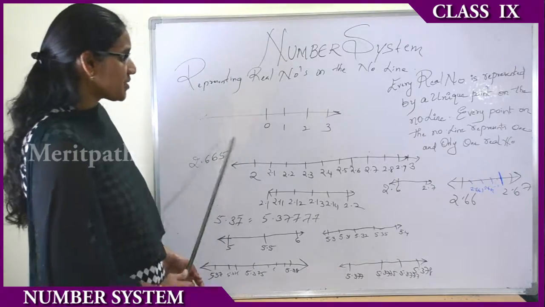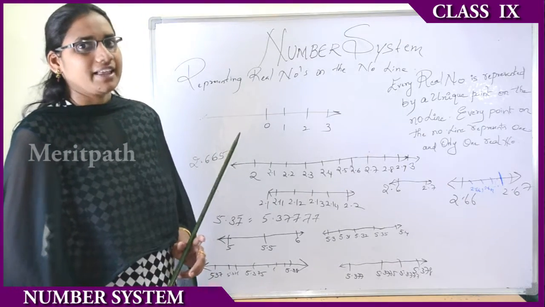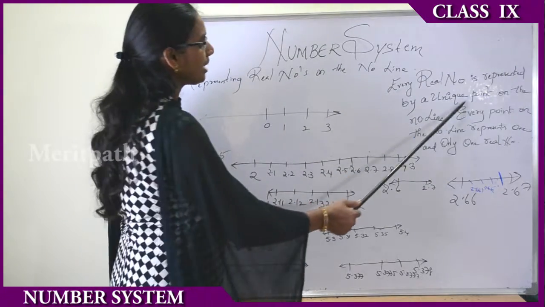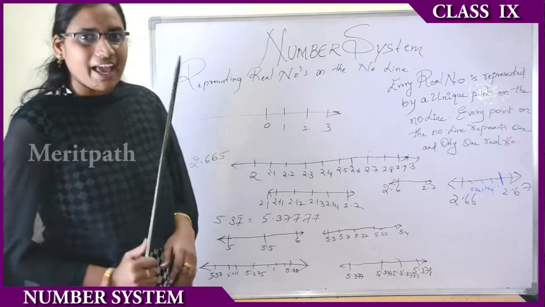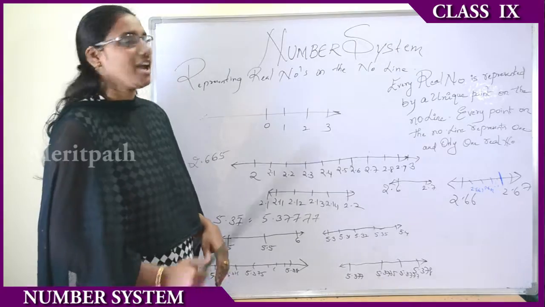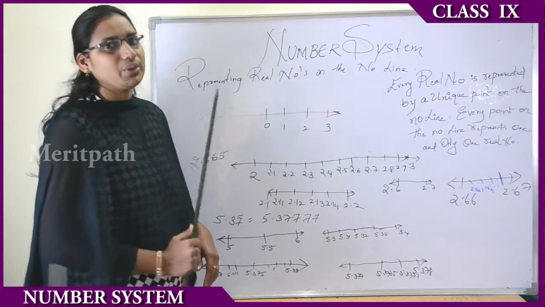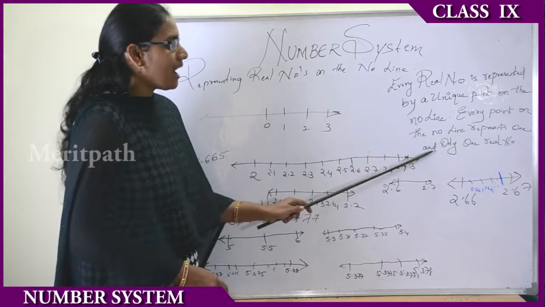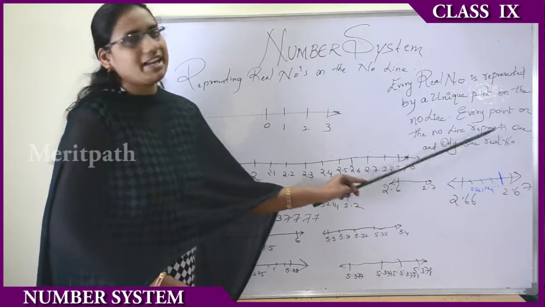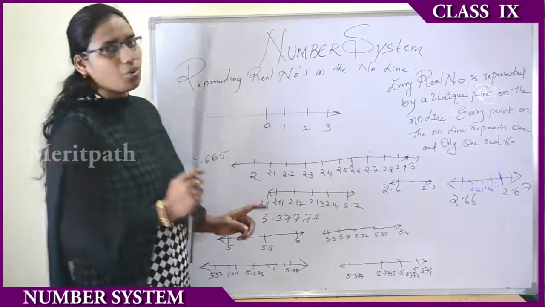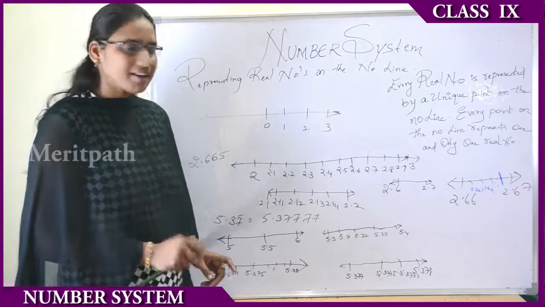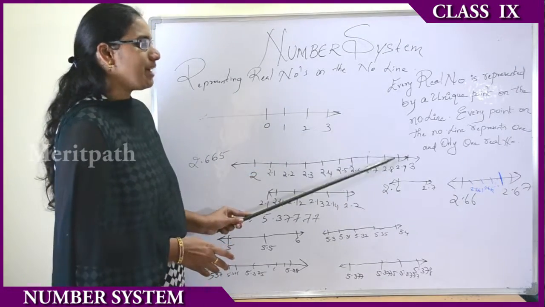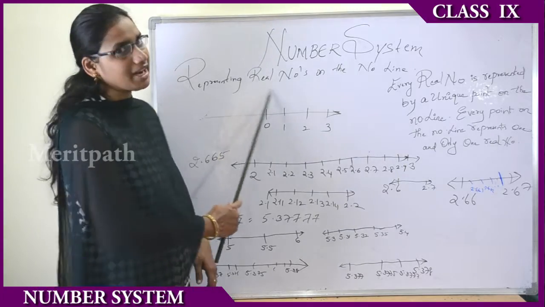Thus, by using these 2 examples, we note the important point that every real number is represented by a unique point on the number line. That is, every real number can be represented with one and only one unique point on the number line system, and every point on the number line corresponds to one and only one real number. This is the important statement from the representation of real numbers on the number line system.